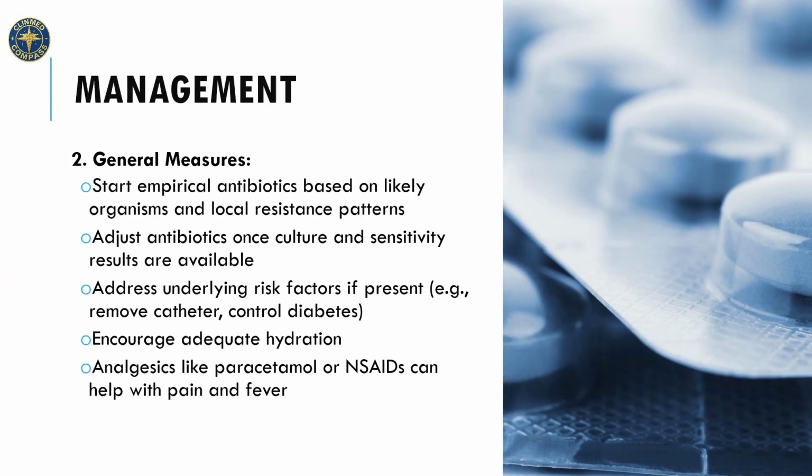Look at the general measures of management. It is important to start empiric antibiotics based on common organisms and local resistance patterns. We should adjust antibiotics once culture results are out and address underlying risk factors such as remove catheters, control diabetes, and a whole lot of others, and encourage adequate hydration. Analgesics like paracetamol or NSAIDs can help with fever and with pain.